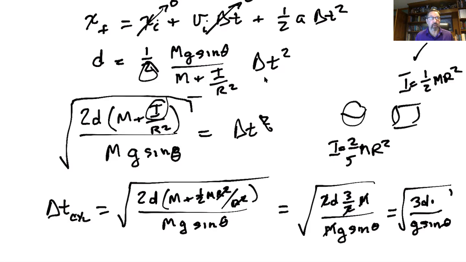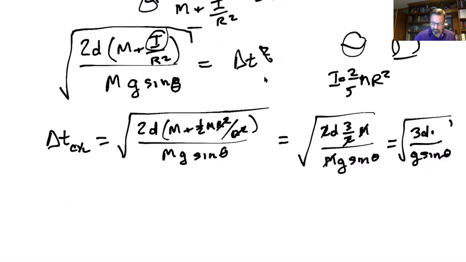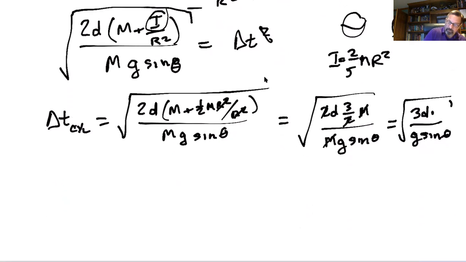Any object I allow to roll down the same length d at the same angle will have the same time interval to get to the bottom, as long as it's a cylinder in this case. Any cylindrical object, I suppose I should say. Because the next thing I'm going to do, of course, is compare to the time interval for a sphere.